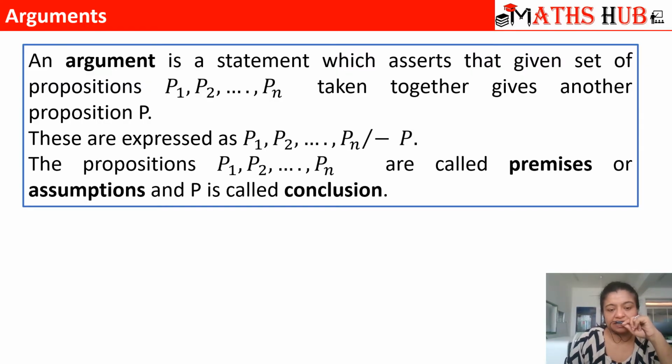So these are expressed as, suppose the set of propositions are represented by the propositional variables P1, P2 and so on up till Pn. So when we take them together, that gives rise to P. So all these propositions P1, P2, Pn, which are taken together, are called premises or the assumptions, and the resultant proposition that it gives rise to is called the conclusion, right?